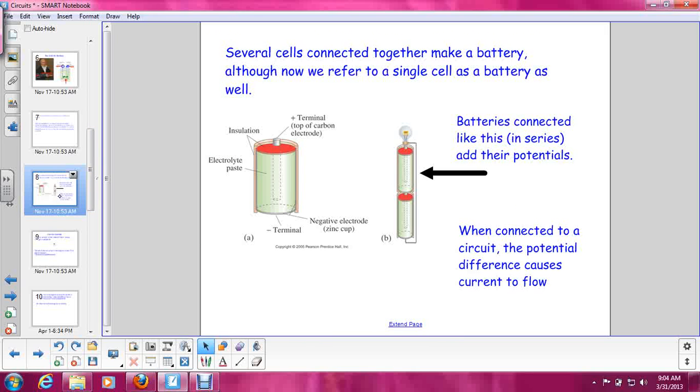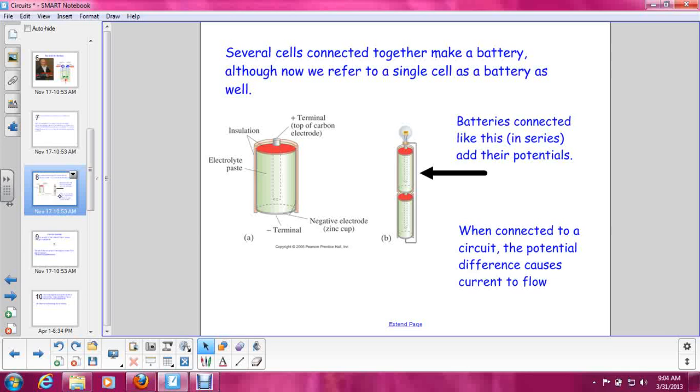If we connect several cells together, that makes a battery. But we now refer to a single cell as a battery too. So you could have a little battery that doesn't have a whole lot of potential difference in it. And that might be one single cell with one copper electrode and one zinc electrode and one little thing of sulfuric acid. That's a single cell battery.